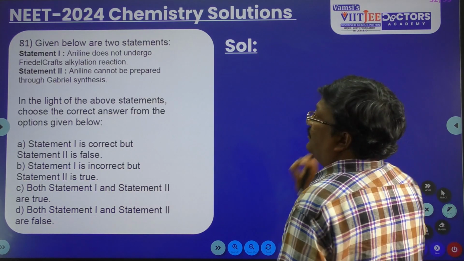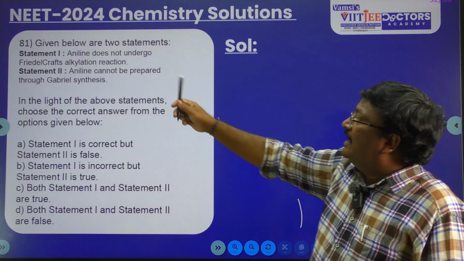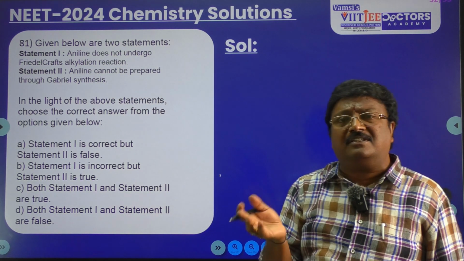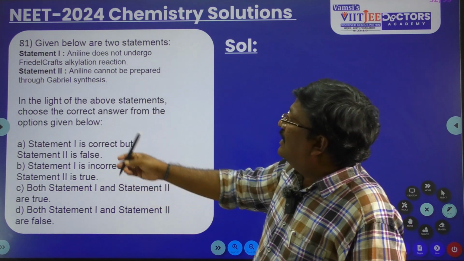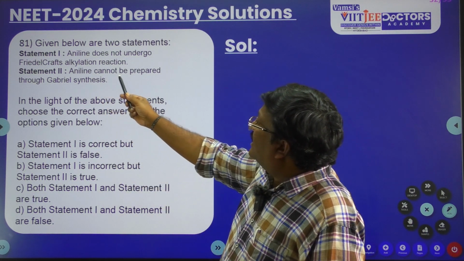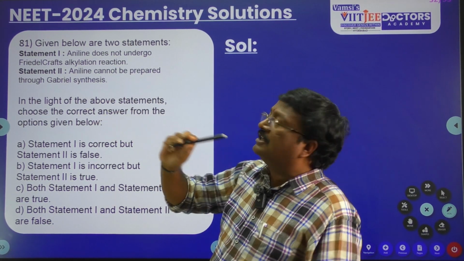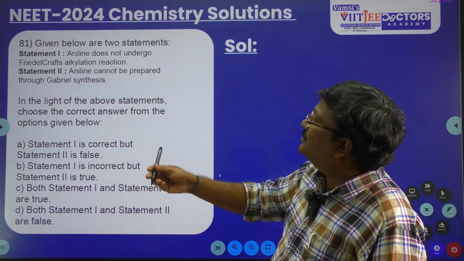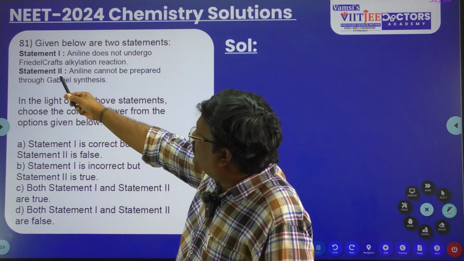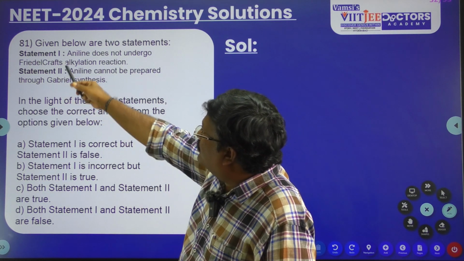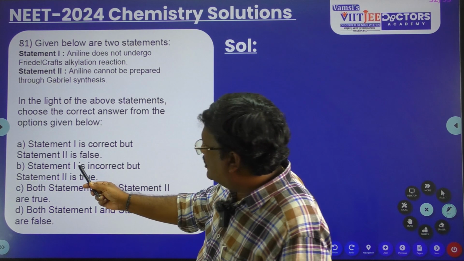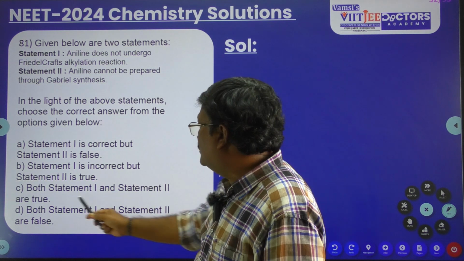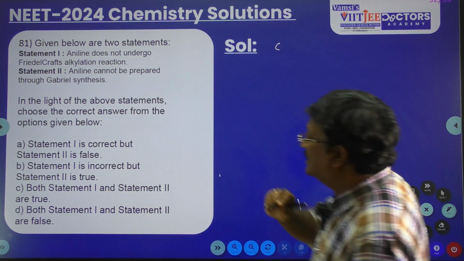Next question, again a statement type. Statement 1: aniline does not undergo Friedel-Crafts reaction. It's true because it combines with AlCl3 and forms a complex. Statement 2: aniline cannot be prepared by Gabriel phthalimide process. It is also true because chlorobenzene does not undergo nucleophilic substitution. Statement 1 is true, statement 2 is also true. Both are correct. Here C is the option.